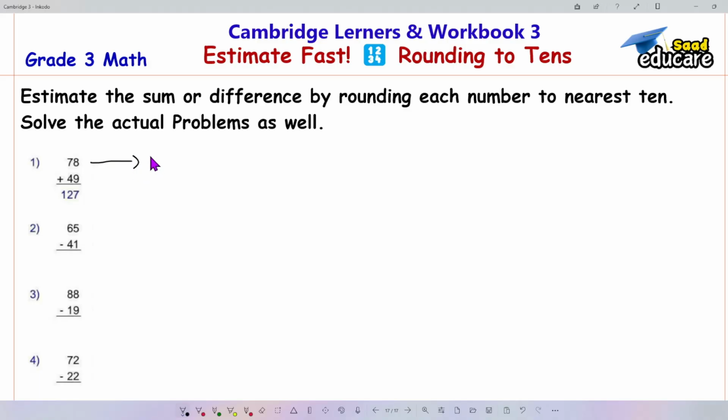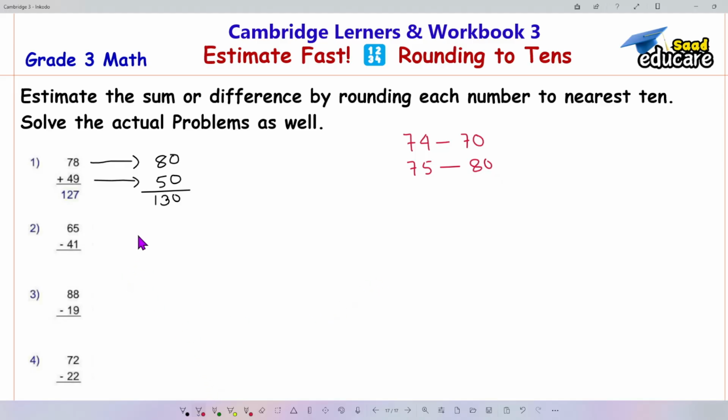78 we can write 80. 49 we can write 50. This is the nearest 10. So what is the result? Result is 130. Look, 74 nearest 10 is 70, but 75 nearest 10 is what? 80. So be careful about this one, right?